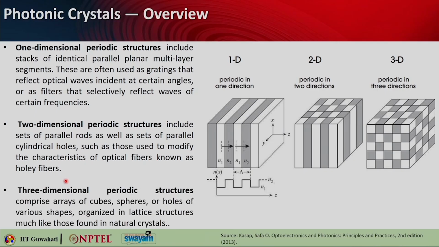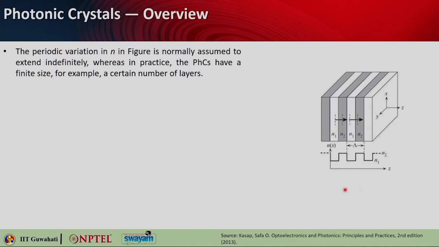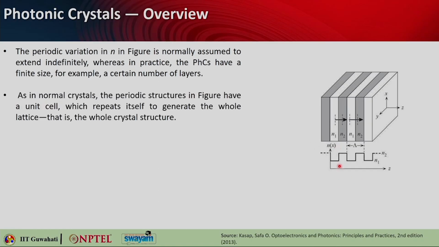And for a 3D periodic crystal, again you can either have a 3D array of cubes, spheres or holes of different shapes. The important thing is that they should be organized in lattice structures, much like they are found in natural crystals. So this is how 1D, 2D and 3D photonic crystals will look. Let us look into this 1D photonic crystal in more detail. As you see, there is a periodic variation of refractive index, so n is varying along the length of this crystal.